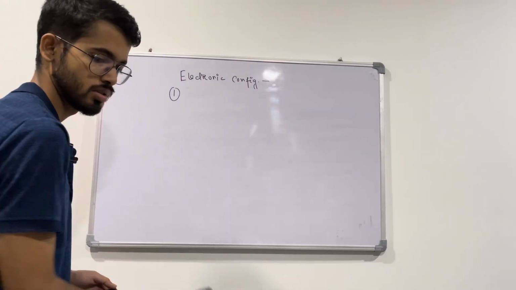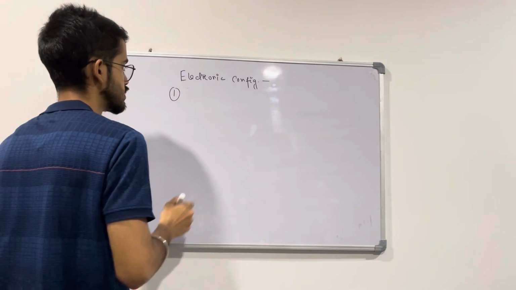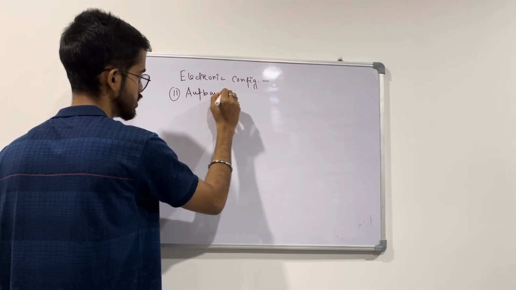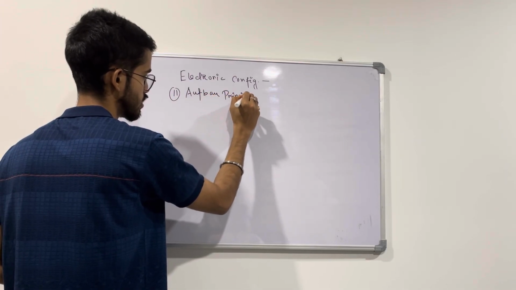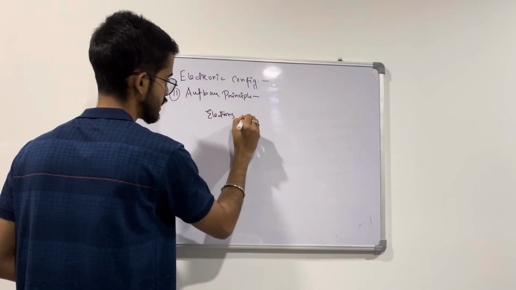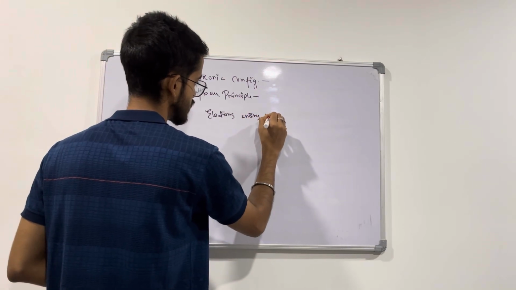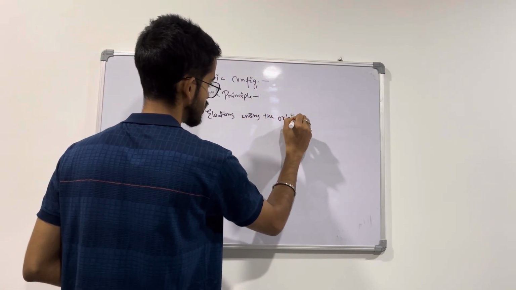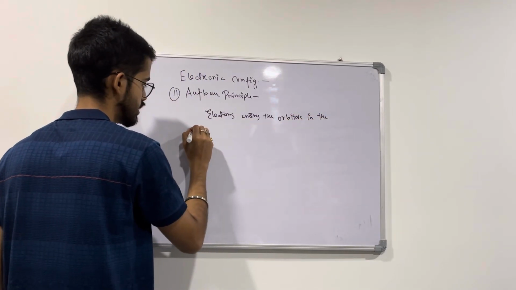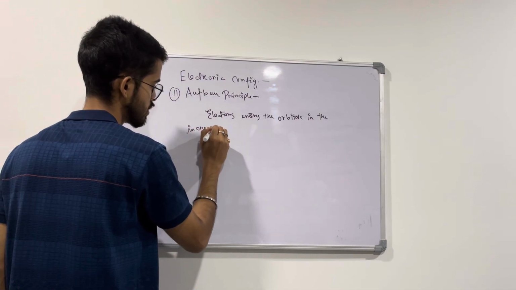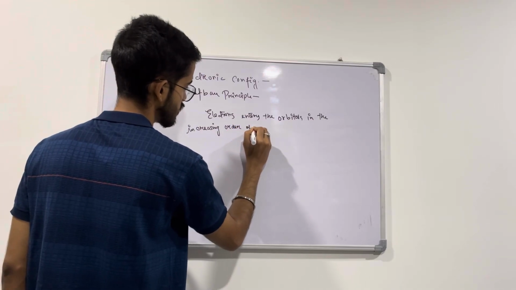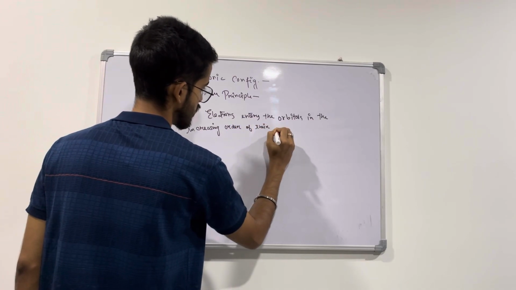So another, the second, is your Aufbau principle. The Aufbau principle says that electrons enter the orbitals in the increasing order of their energies.